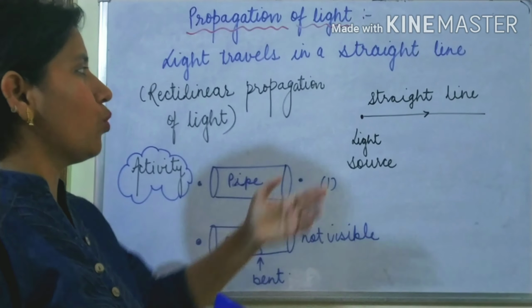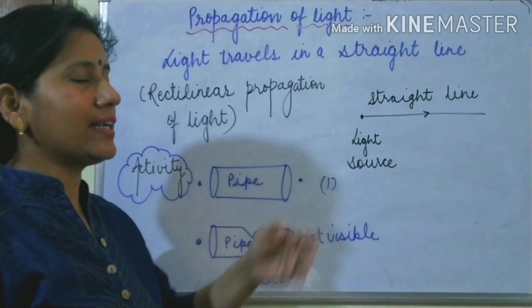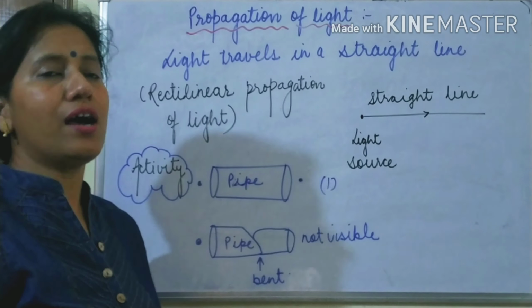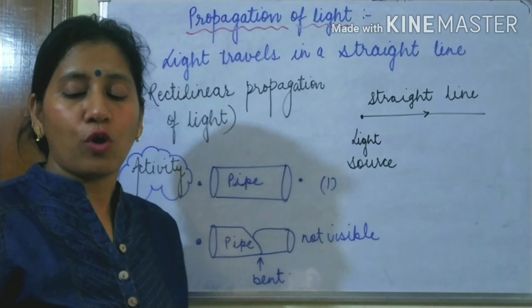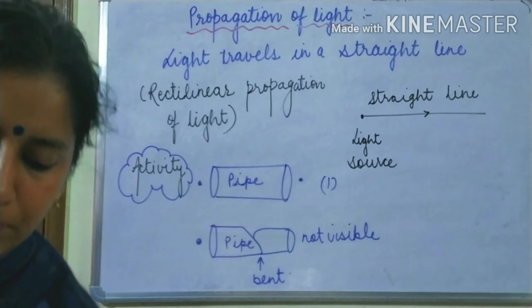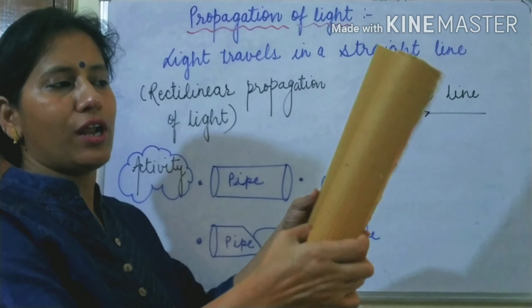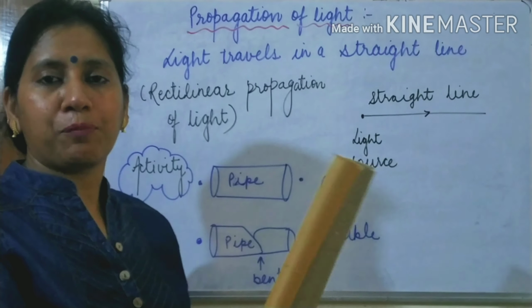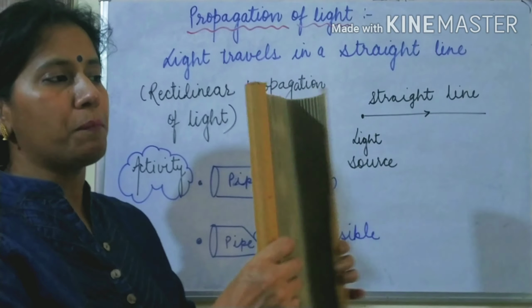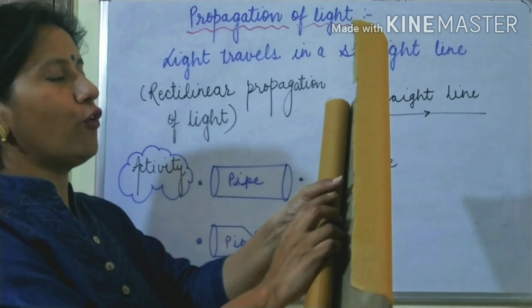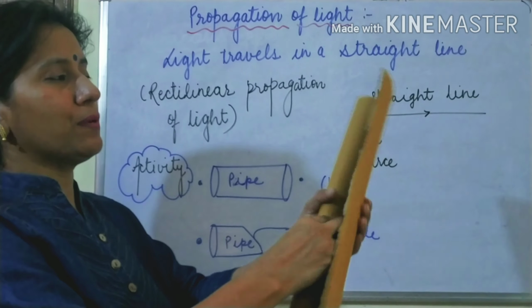Fine. Let's do one small activity that indicates that light travels in a straight line. So for that, what do you need? You take this cardboard. I have taken a piece of cardboard. आपके पास नहीं है तो you can take a small piece of paper also and you fold like this. ठीक है, ऐसे बना लो.